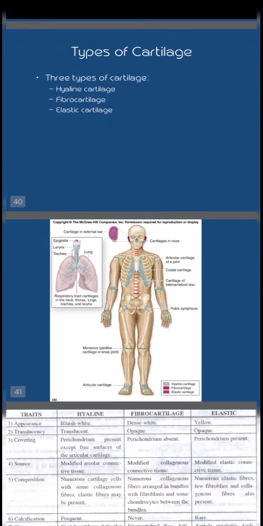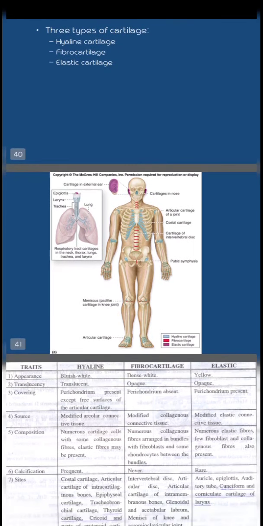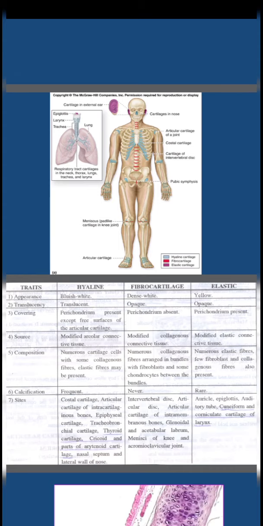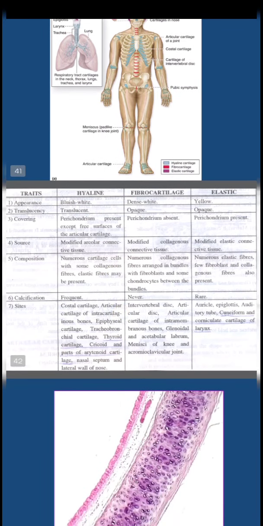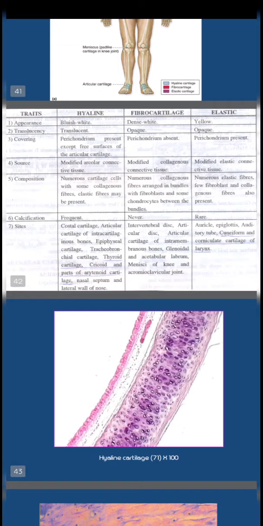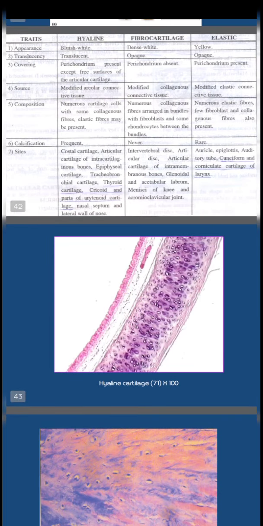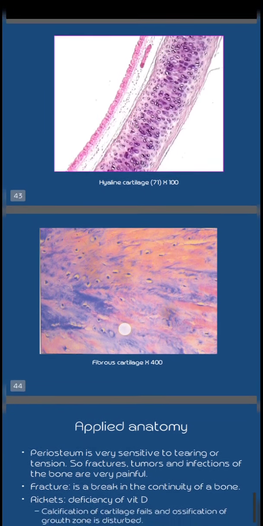There are three types of cartilage: hyaline cartilage, fibrocartilage, and elastic cartilage. I've explained it in detail in the previous lecture. Here there is a comparison of hyaline, fibro, and elastic cartilage. You have to know it by heart, so go through it and cram it if you can, because it would come in MCQs in exams, and there is no other method than to cram it.